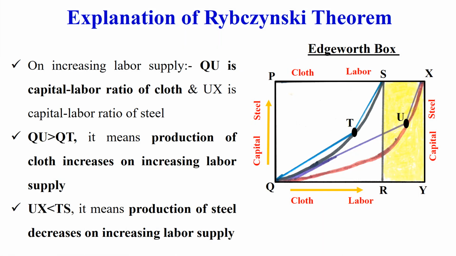So from this Edgeworth box diagram, we conclude that when the labor supply is increased, the capital labor ratio of cloth industry increases from QT to QU. The QU part is larger than the QT part. It means that the production of cloth increases with increase in labor supply. Whereas on the other hand, in case of steel industry, which is capital intensive industry, the capital labor ratio changes from TS to UX. Clearly, the UX part is smaller than the TS part. So we can say that the production of steel decreases on increasing the labor supply.